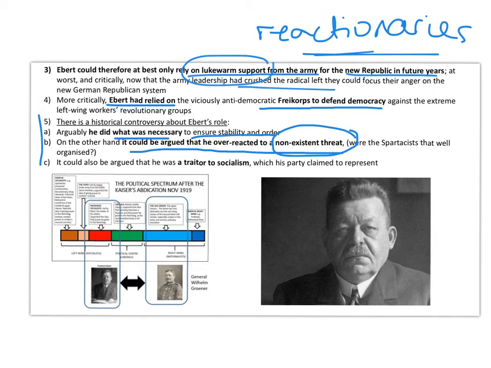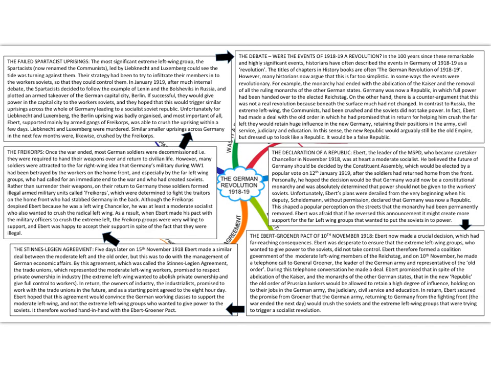And the final point there is it could also be argued that he was a traitor to socialism, which his party claimed to represent, because of course he made a deal with the right-wing forces, and many socialists were very critical of Ebert there. So interesting and useful arguments that you can incorporate into the debate. So that's the finished picture. I've just added that strand there to our overview.